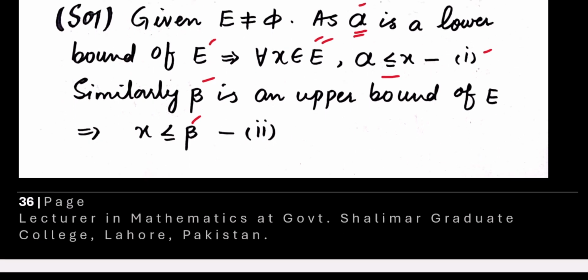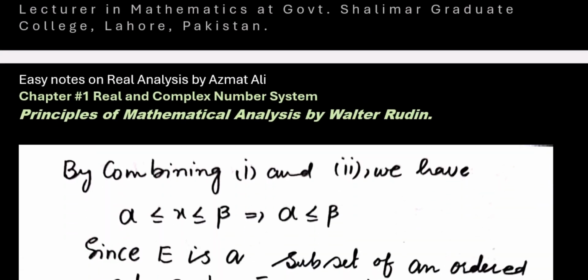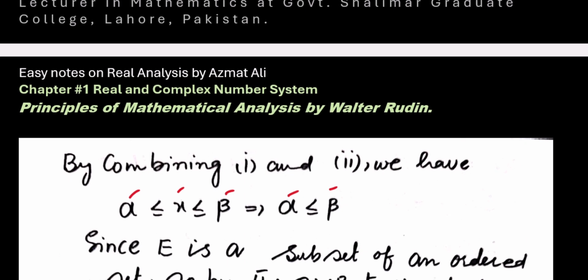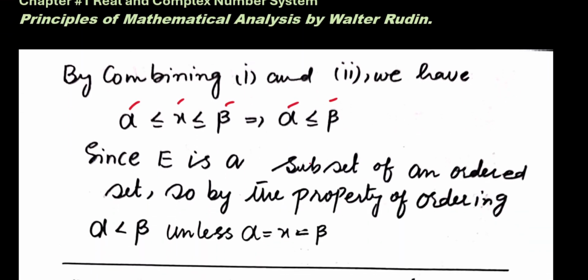By combining 1 and 2, we have alpha is less than or equal to x, x is less than or equal to beta, or it can be written as alpha less than or equal to beta. Further, since E is a subset of an ordered set, by property 2 of ordering in the textbook, the lower bound is always less than the upper bound.